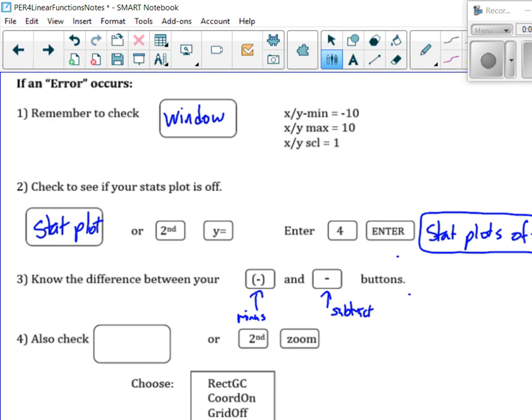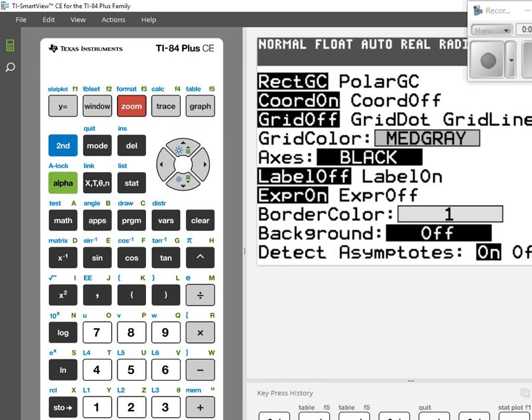Okay, so now the next thing you need to know is to check the formatting, which is second zoom. Let me go to that here. And sometimes you have something goofy going on there. Like I know I have a few things listed here. A lot of the time, if you've been screwing around with your calculator or you lent it to somebody and they did something in, I don't know, physics class, when you get it back you may want to reset your defaults. I'll show you how to do that.